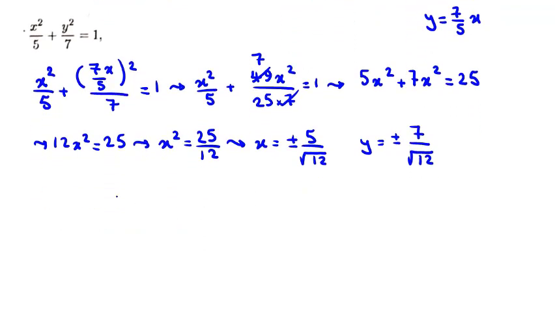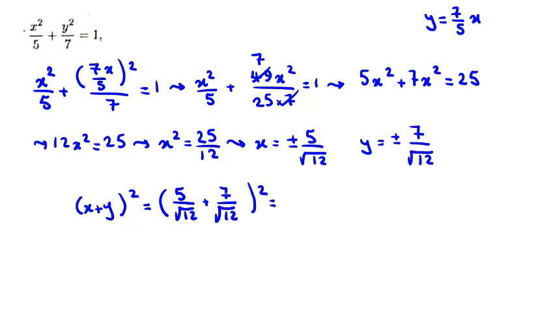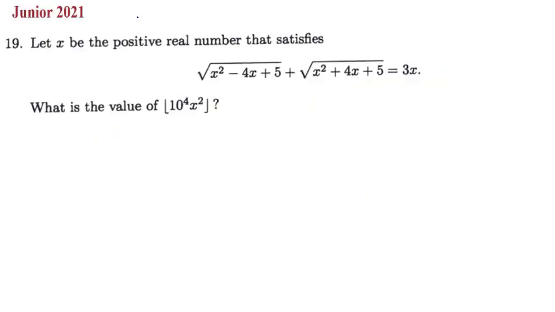Now, here we want to find the maximum of (x plus y) squared. Because we want the maximum, we should select the same sign, and it will be (5 over root 12 plus 7 over root 12) squared, which is (5 plus 7, 12 over root 12) squared. 12 is root 12 times root 12. So if we cancel one of them, it will be root 12 squared, equal to 12. So the answer of this problem is 12. We've solved another problem from the senior part, and the answer is 12.